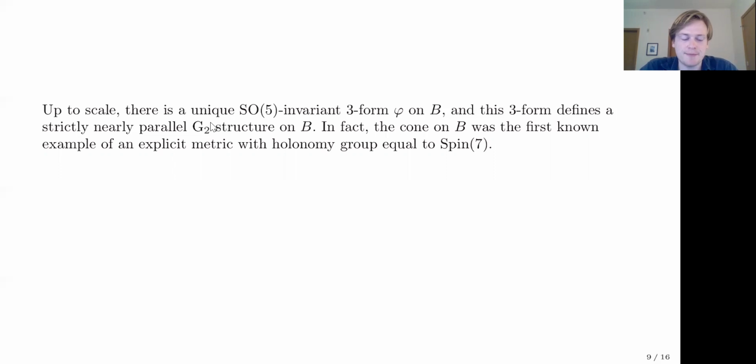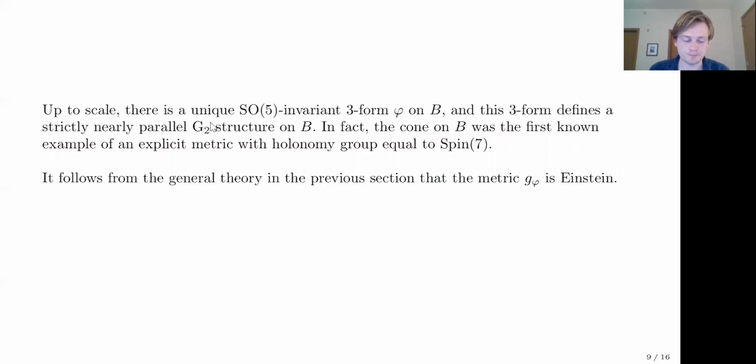because it was the first known example of an explicit metric with holonomy group equal to Spin(7). So this example appears in Robert Bryant's paper, Metrics with exceptional holonomy, which restarted the theory of exceptional holonomy, and it appears as the only explicit example there that has holonomy group equal to Spin(7). So it appears right at the start of the history of the subject. Okay.